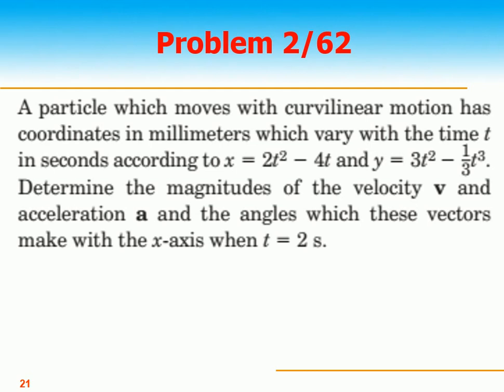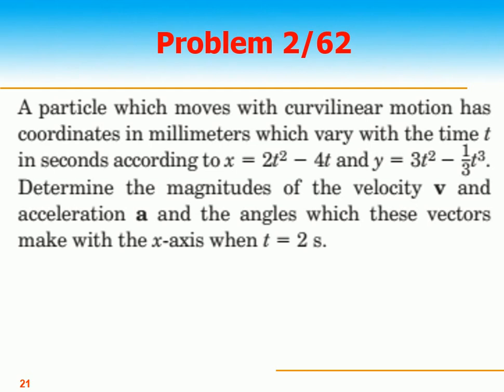This is problem 2-62 of Engineering Dynamics by J.L. Meriam, 7th edition. A particle which moves with a curvilinear motion has coordinates in millimeters which vary with the time t in seconds according to x equal to 2t square minus 4t and y equal to 3t square minus 1/3 t cube. Determine the magnitude of the velocity v and acceleration a and the angle which these vectors make with the x-axis when t is equal to 2 seconds.